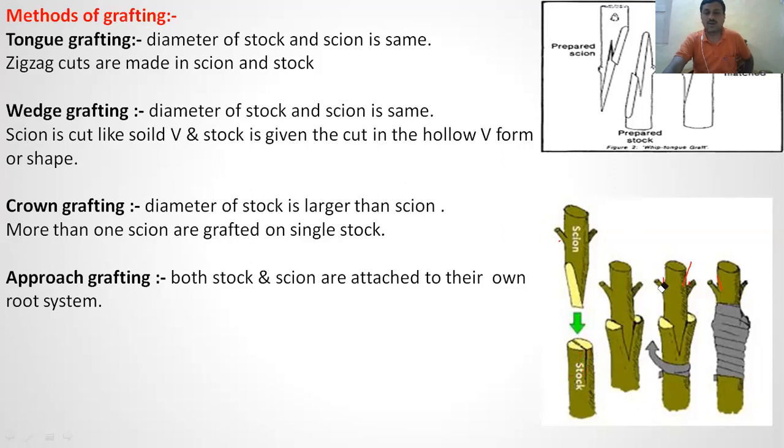The next method is called crown grafting. Crown grafting means the diameter of the stalk is larger than the scion, and more than one scion is grafted on a single stalk. These methods are called crown grafting.